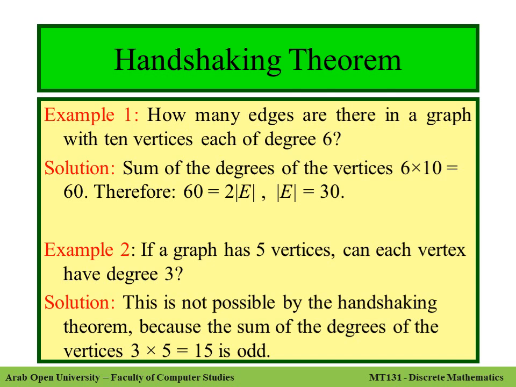Here is another example. If a graph has 5 vertices, can each vertex have degree 3? The answer is no. If you have 5 vertices, each of degree 3, then the total degree is equal to 5 times 3, or 15. And that's an odd number. And by the handshaking theorem, we know the sum of degrees must be even. So it's not possible to have a graph that has 5 vertices, each of degree 3.